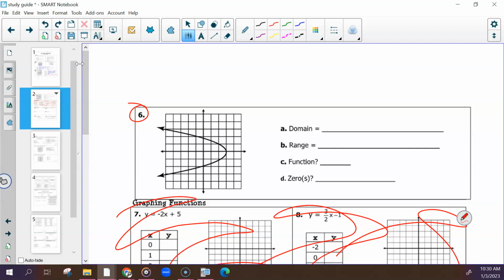So let's start with 6. Domain left to right. This keeps going to the left, but it has an endpoint to the right. So we know it's going to start off x such that. If this keeps going left but has an endpoint, how would we write this?